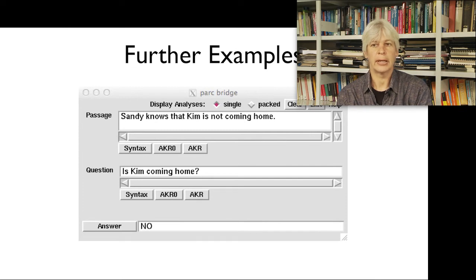It also knows about negation. Sandy knows that Kim is not coming home, and you ask the question, is Kim coming home? Then the answer will be no. So it knows about negation as well. Not easy to build into the system, but the Parc people did it, and it works very robustly, this part.